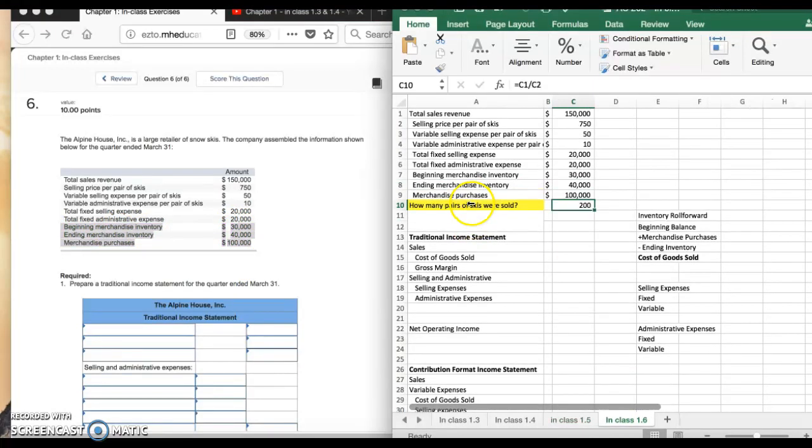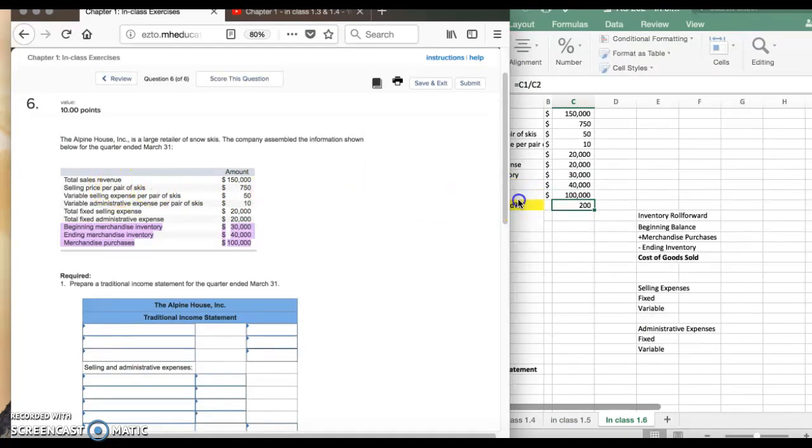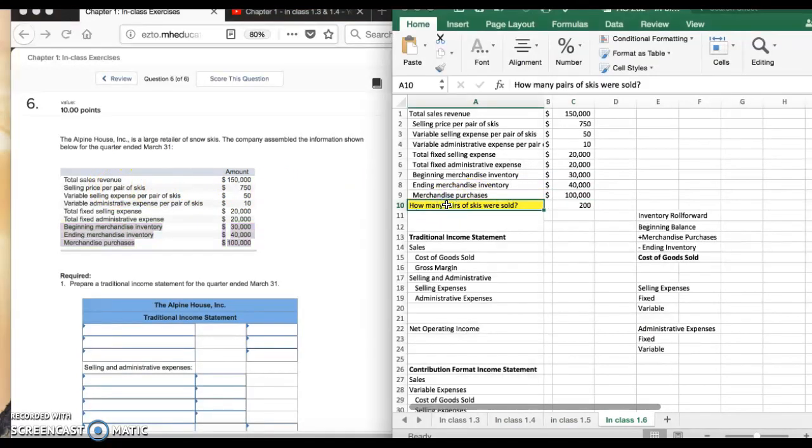So I have it set up here, but the one thing that they didn't tell us is how many pairs of skis were sold. So just did a little math. We took our total sales revenue of $150,000 and then divided by our selling price per pair of skis, and we get 200.